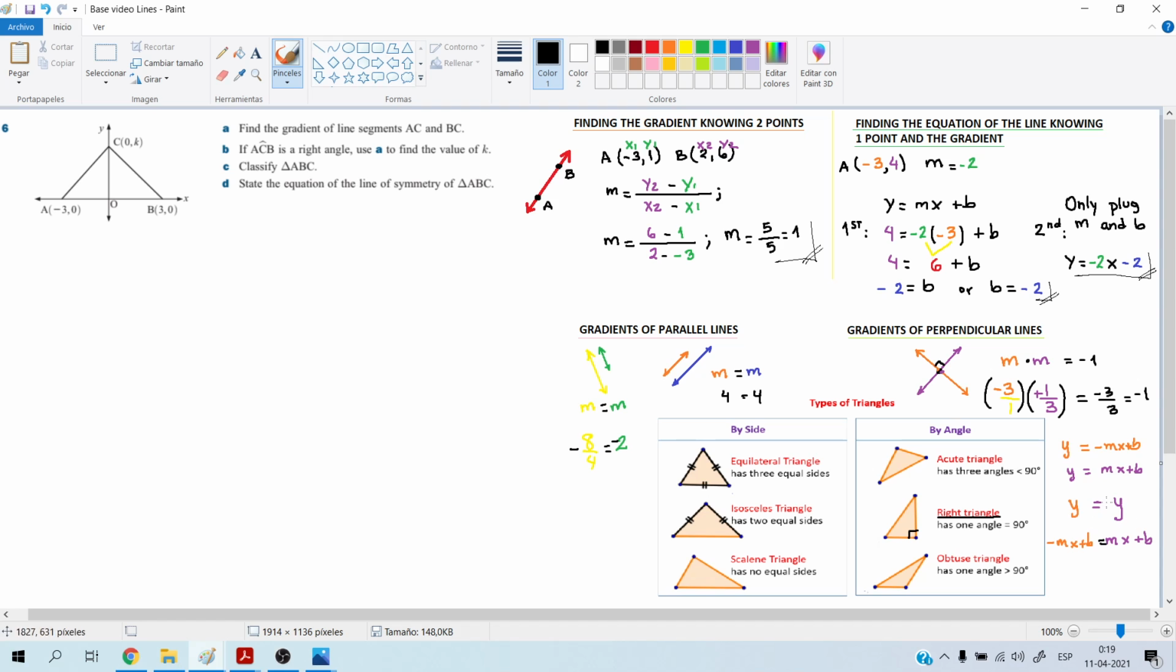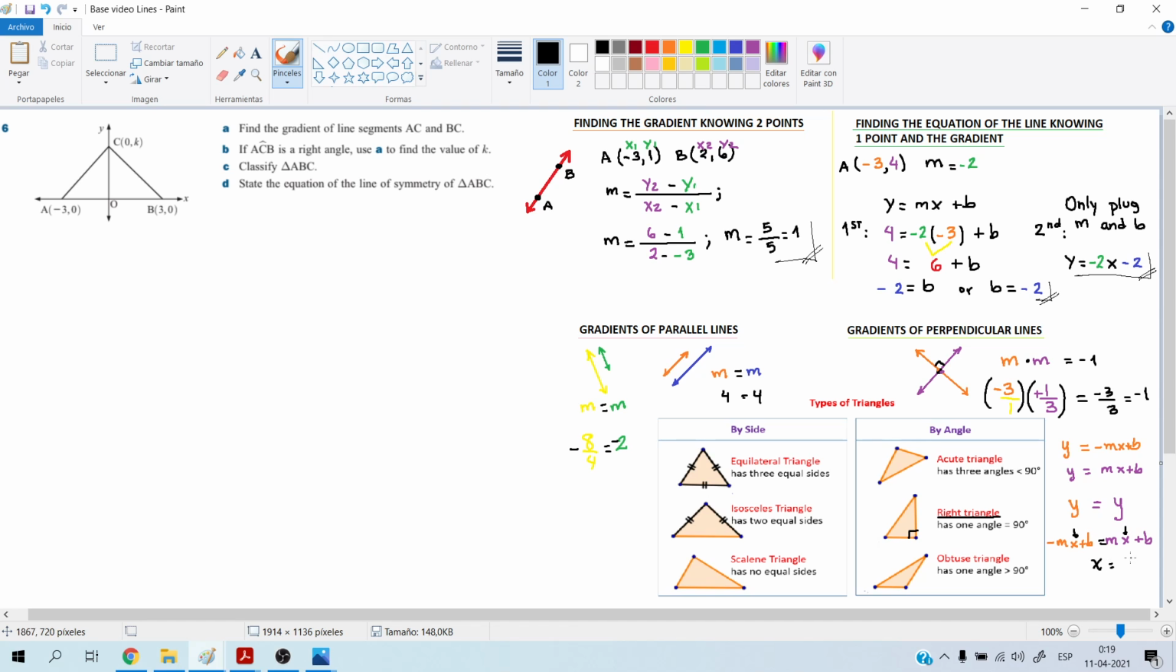Why do we say that they're equal? Because they're sharing the same point. Only when that happens can we say that both equations are the same at that point, okay? This will allow us to find the value of x. Why the value of x? Because you have x here and here.